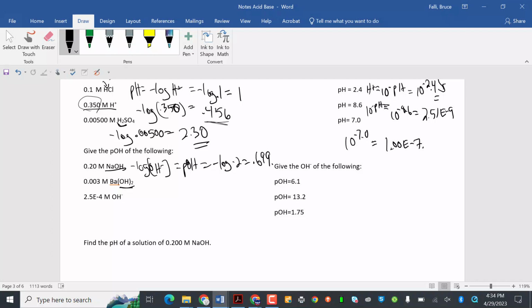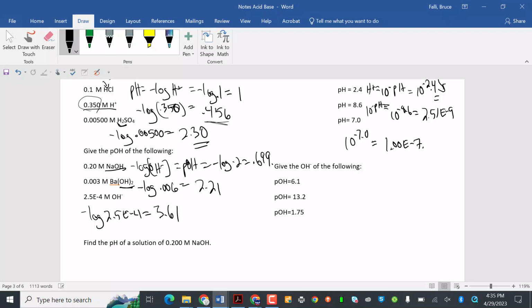Uh-oh, I got a double hydroxide here. Do I double my hydroxide? Yes, I do. Strong bases, I double it. Negative log 0.003. Whoops, double it. 0.006. Negative log 0.006. Enter. 2.21. All right, now I just have OH negative, so if I want pOH again, I'm going to take the negative log of 2.5 E negative 4. Negative log 2.5 exponent negative 4 is 3.60.